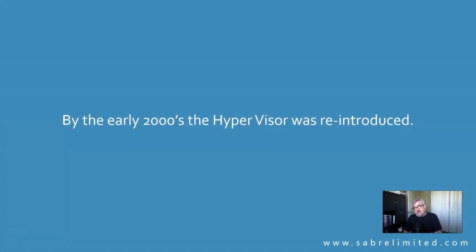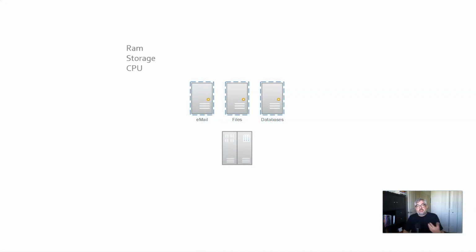So by the early 2000s, hypervisors started to be reintroduced by different companies. Microsoft had one. The big name today is called VMware. They're one of the really large products in the market. So what you would do is you'd get one bigger computer, and then, to duplicate what we did in the past, you'd create 3 virtual servers, and each virtual server would be allocated the memory and the RAM that you were talking about.